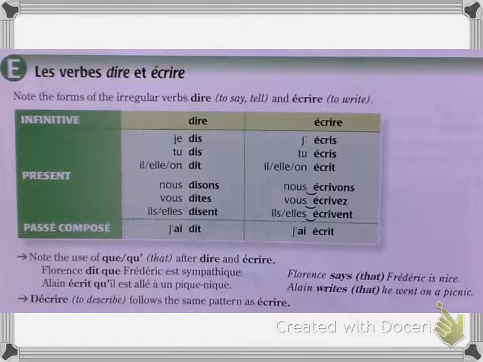So you often in a sentence would say, I said that, or you wrote that, and that is que or qu'apostrophe. So you're going to use that a lot with these two verbs. So Florence dit que Frédéric est sympathique. Alain écrit qu'il est allé à un pique-nique. Décrire, to describe, follows the same pattern as écrire.